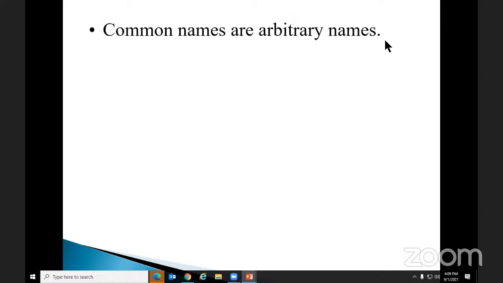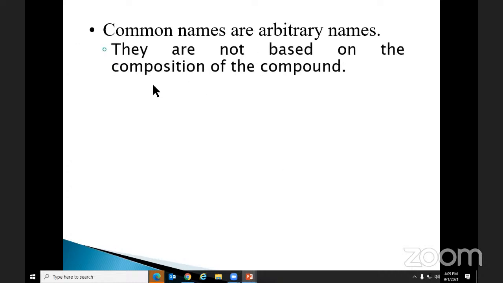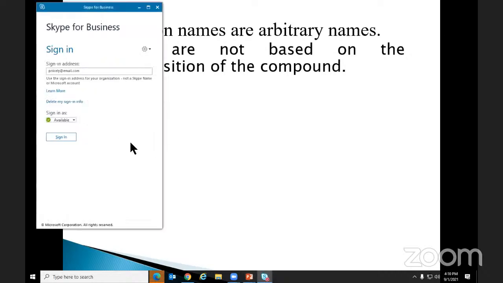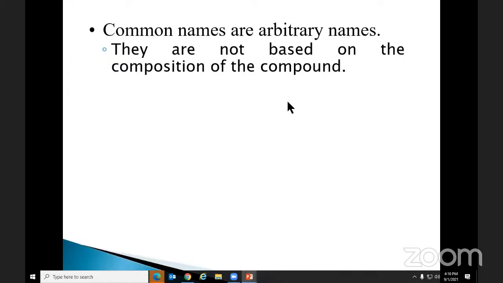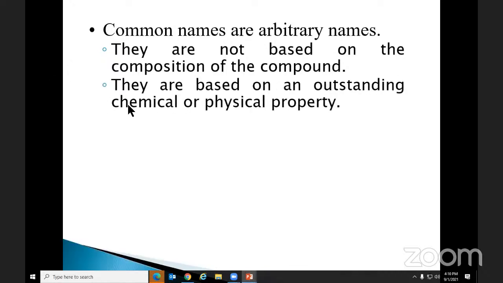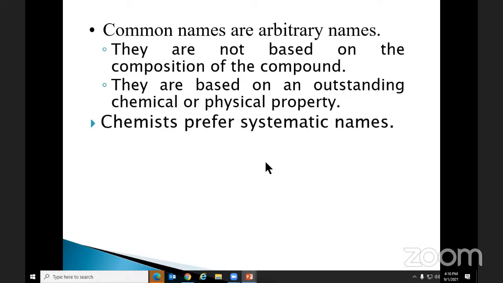Now the common names are very arbitrary, and as a result, they're not used that much in chemistry and in chemical literature. They're not based on the composition of the compound. That's one important thing you need to realize. So if you're using a common name for the compound, you can't tell what the different elements present in the compound are. Instead, they're based on some outstanding chemical or physical properties.